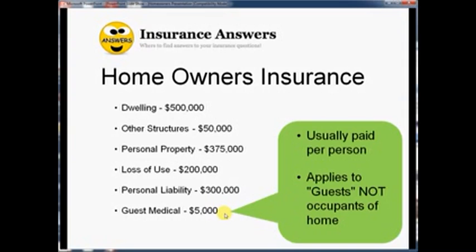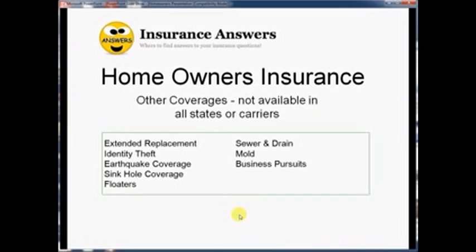But if someone comes to visit you and they get injured while on your property, you've got immediate medical coverage that can help them in that need. And again, usually this is paid out per person. Some of the other optional coverages, again, are not available in every state or by every carrier. But let's go over these quickly.